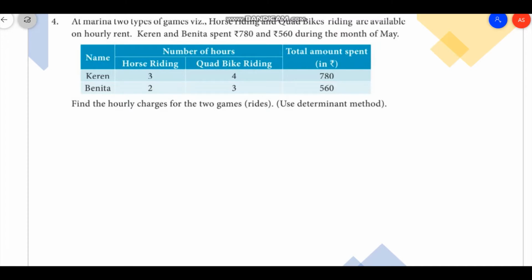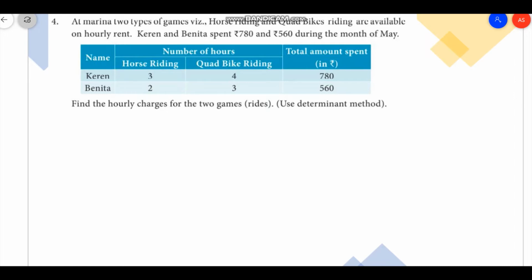Exercise number 1.2, problem number 4. At Medina, two types of games, horse riding and quad bike riding, are available on hourly rent. Karen and Benita spent 780 and 560 during the month of May, and they have given whatever they have spent in the form of a tabular column. Find the hourly charges of the two game rides.